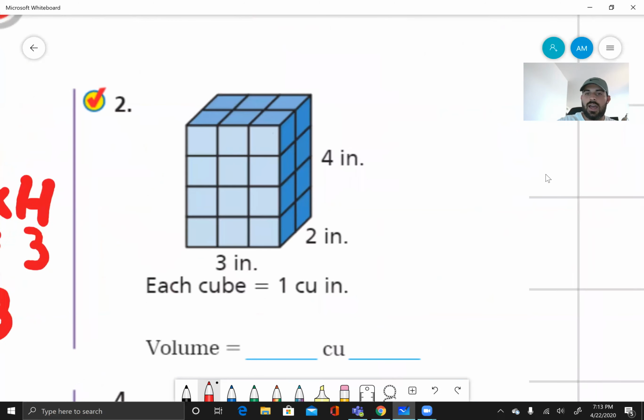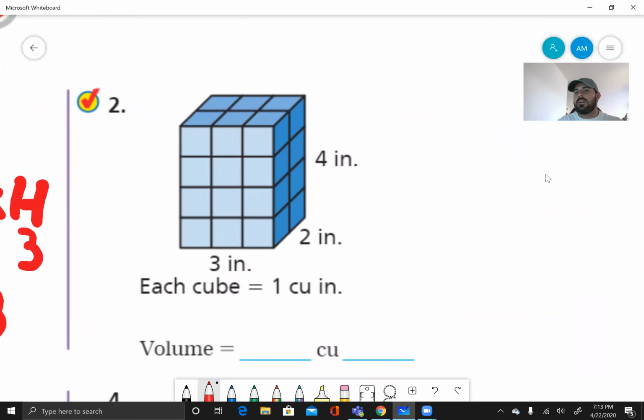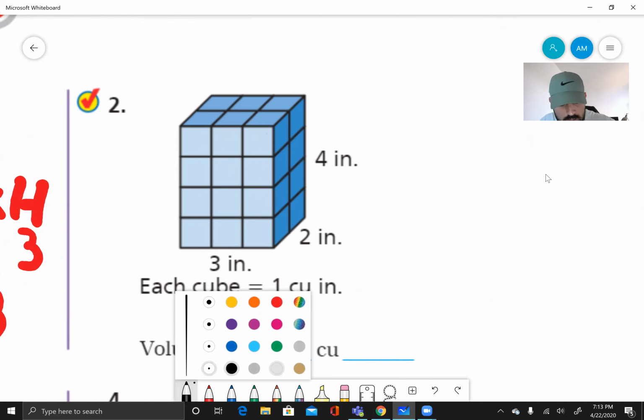Let's look at how to identify volume. First and foremost, I have a question. Can I change the color on this? There it is. Let me see if I can change the color.